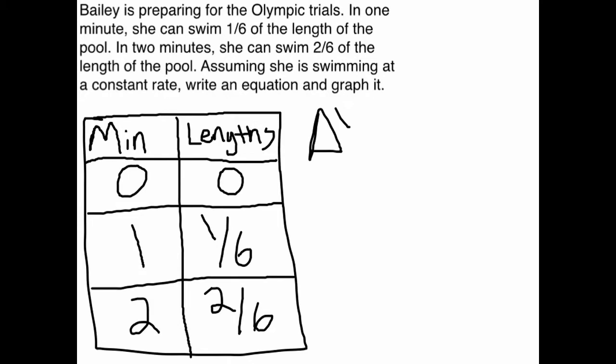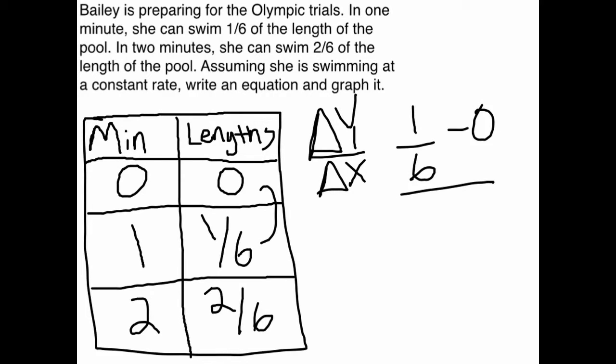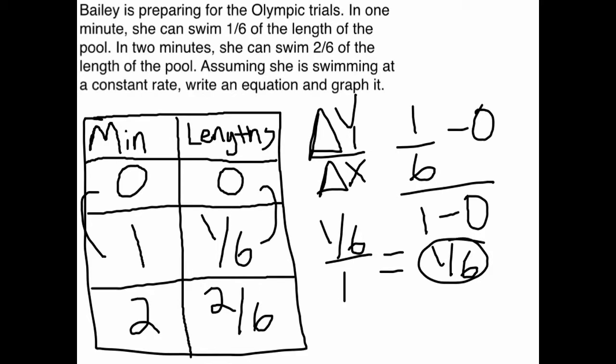Now, what I want to do here is go ahead and write an equation. And of course, I go back to change in y over change in x. So it becomes 1/6 minus 0 over 1 minus 0, which is the same as 1/6 divided by 1, or just having a slope of 1/6. So my equation becomes y equals 1/6 x.